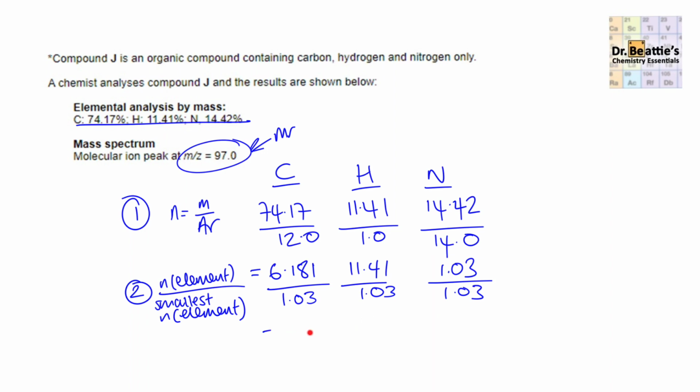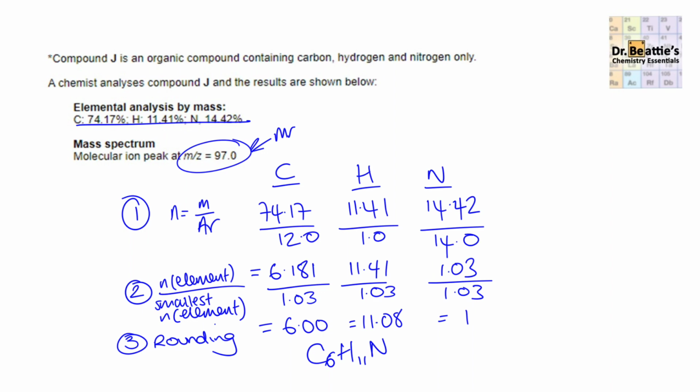And we can see here that we haven't got any 0.33s or 0.5s, so we're just going to round down or up. So this will be C6, H11, and N1. And if we add up the mass of this empirical formula, that equals 97. And we can see that matches the Mr that's taken from the molecular ion peak at 97. So we know the empirical formula in this case is also the equivalent of the molecular formula. So this would then allow us to work out some extra structural features, etc.